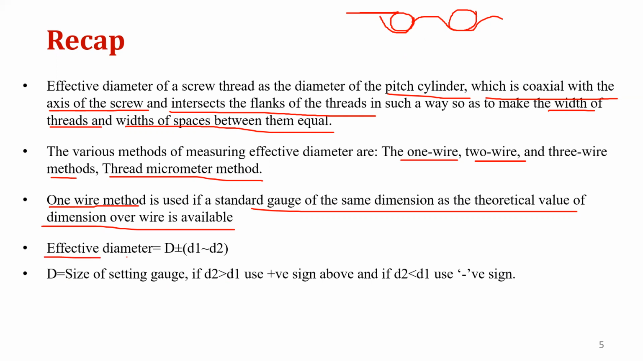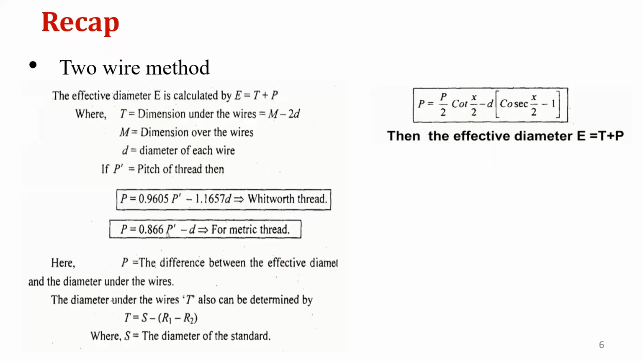The effective diameter is calculated as capital D plus or minus the difference of D1 and D2, where D1 is the dimension over the standard setting and D2 is the dimension over the screw thread. D is the size of the setting gauge. If D2 is greater than D1, we use the positive sign, and if D2 is less than D1, we use the negative sign.